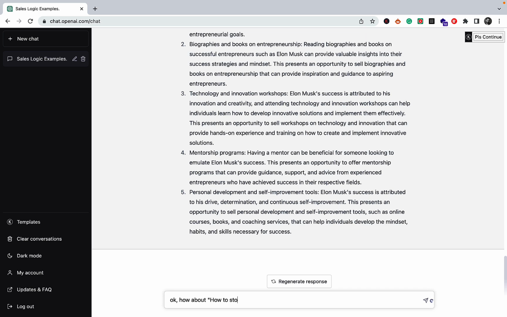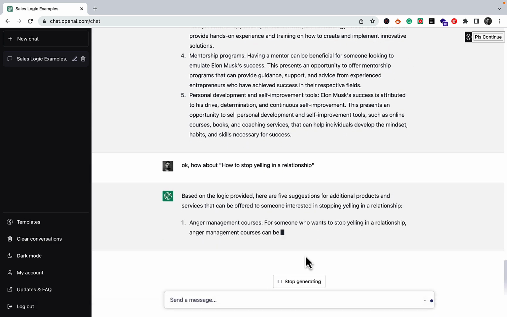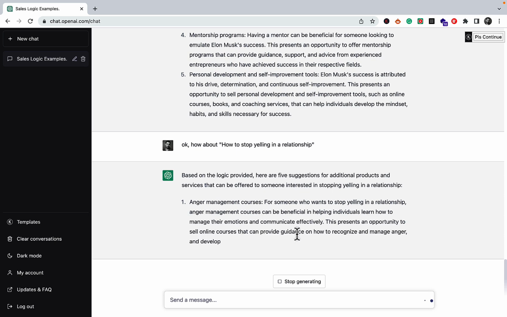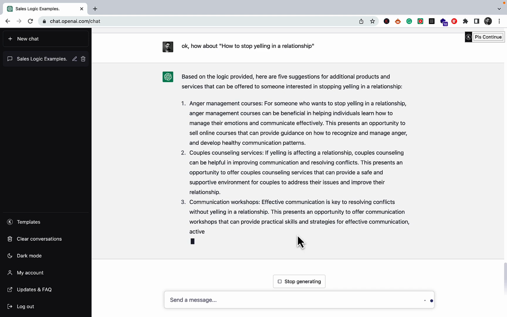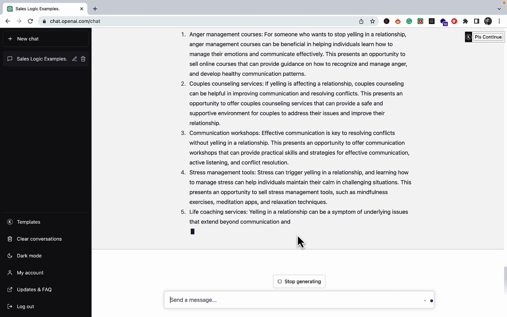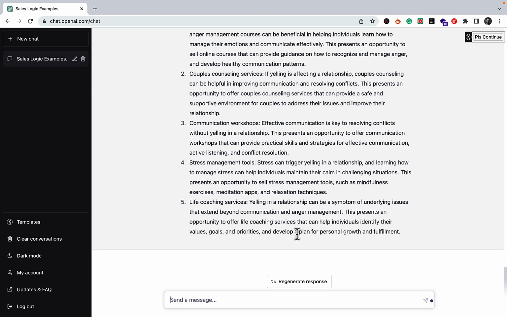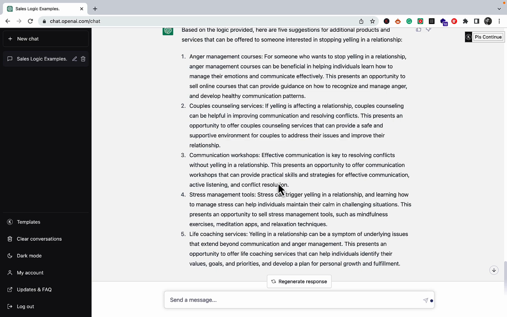How to stop yelling in a relationship. That's going to be the last one for today. Based on the logic provided, here are five suggestions: anger management courses, couples counseling services, communication workshops, stress management tools, life coaching services. And in one of my generations, I got a meditation apps suggestion, which is very valuable as well.